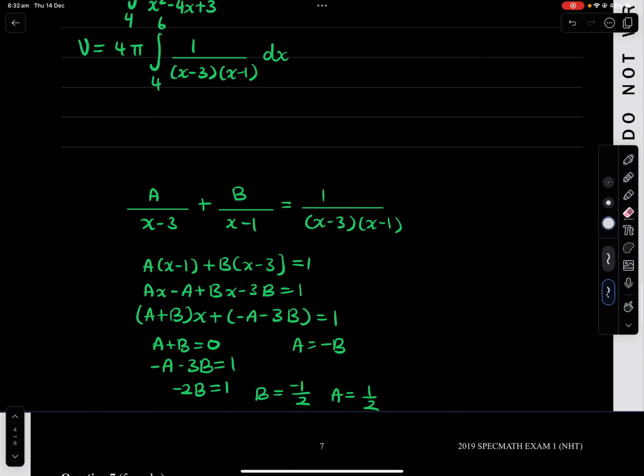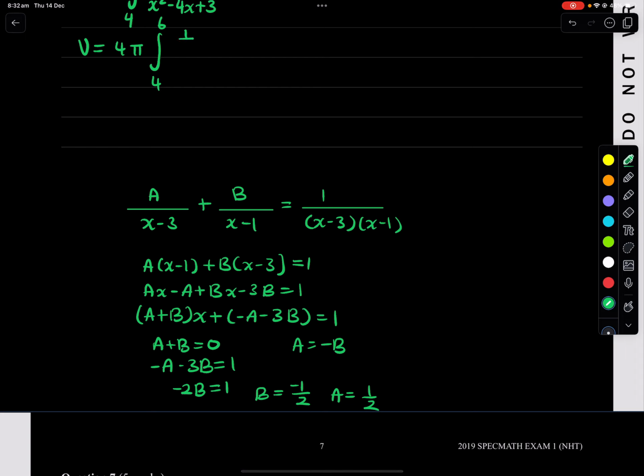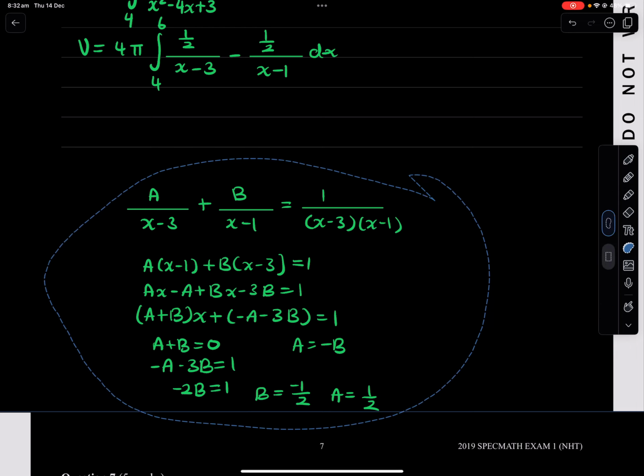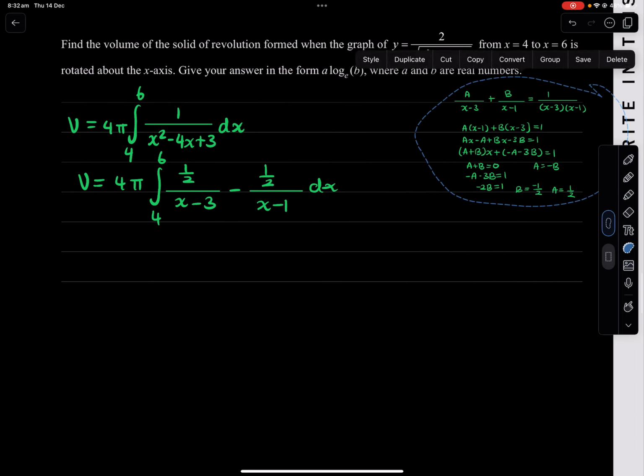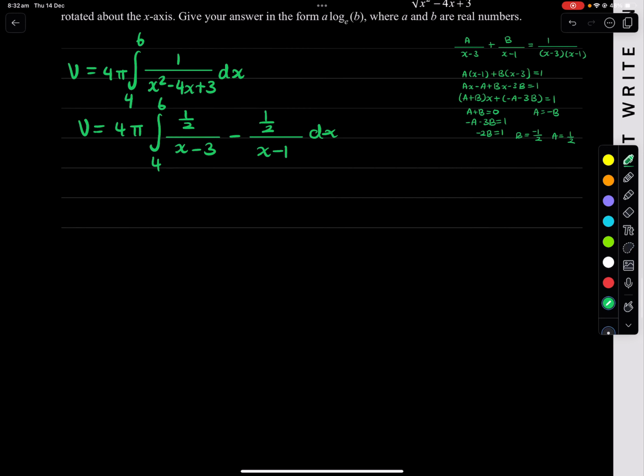So let's pretty much rewrite this. We can rewrite this whole expression as half over x minus 3, minus a half over x minus 1, dx. I want to put this over here, somewhere around here. And now I can take the half as a common factor, so this will be 2 pi here.